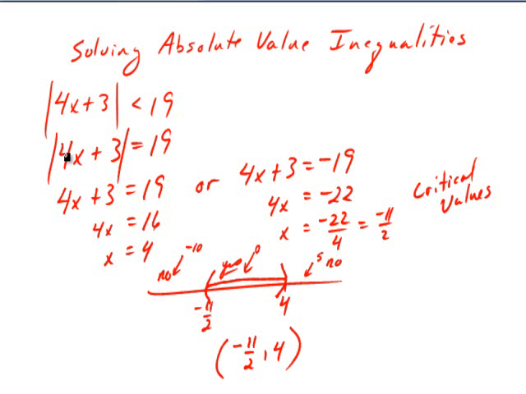For example, 4 times 4 is 16, plus 3 is 19. The absolute value of 19 is equal to 19. 19 is not less than 19, so I don't include that in my solution. But because it does equal 19, I realize that 4 is a critical value. Same thing with negative 11 halves. If I plug negative 11 halves in, I get negative 22 plus 3 is negative 19. The absolute value of that gives me 19. That's not less than 19, so I do not include it in the answer, but it does show me that it is a critical value for this inequality.